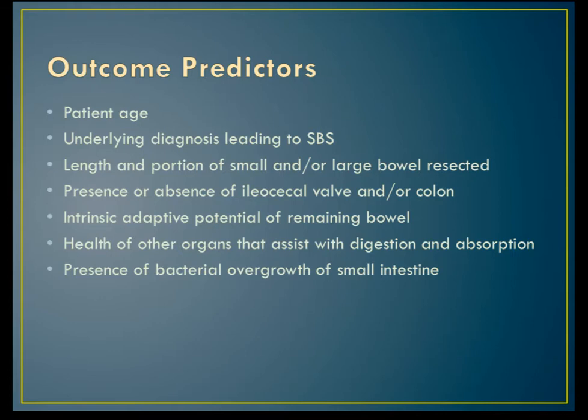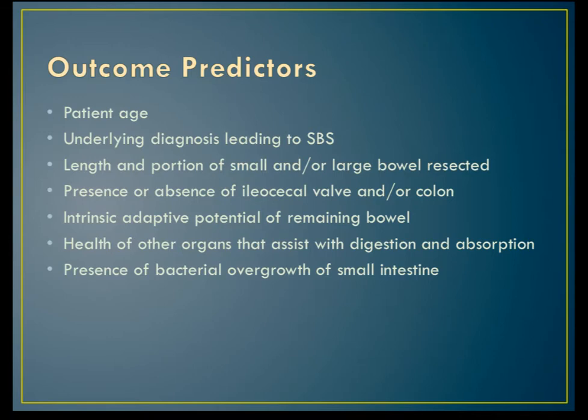The intrinsic adaptive potential of the remaining bowel kind of puts the first two bullets together. So how well are the intestines able to make up for the portion of the bowel that's lost? It's also really important to consider how healthy the other organs are that assist with digestion and absorption. Losing portions of the bowel puts a lot more stress on these other organs, and whether they are able to handle that stress can determine how well a patient will do.